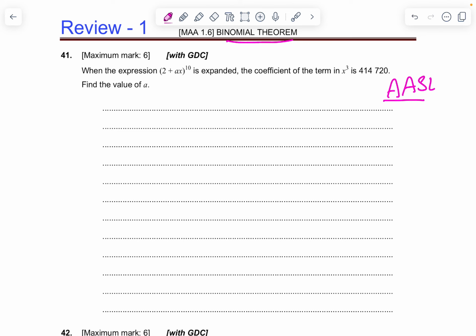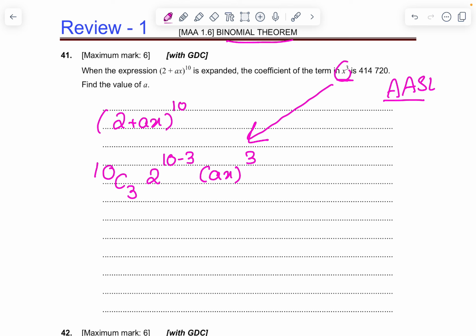Question number 1. The coefficient of x power 3 when the expression (2 plus ax) whole to the power of 10 is expanded. So I want x power 3, so it should be 10c3, 2 to the power of 10 minus 3, and (ax) whole to the power of 3. That is a term having x power 3.